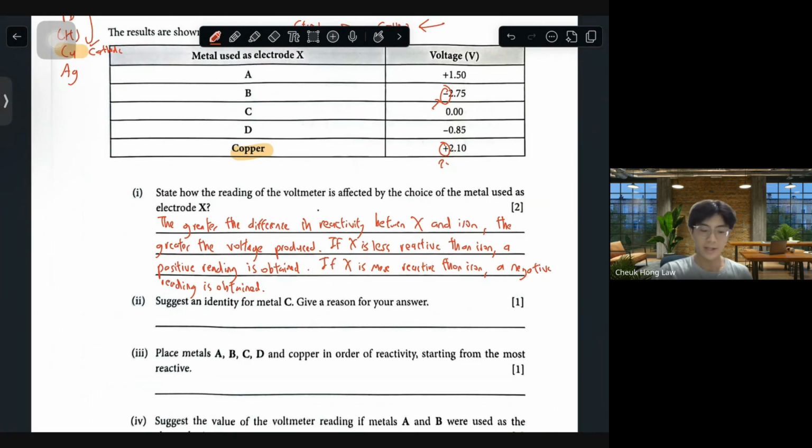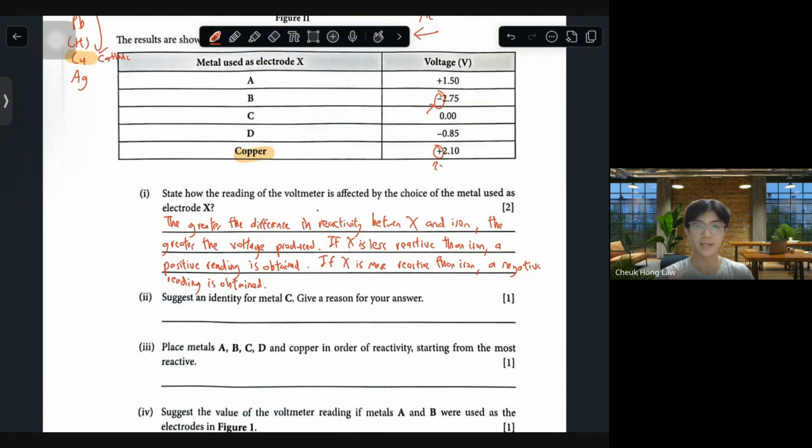Then suggest an identity for metal C. For now, you can just listen and try to understand. Then after the crash course, when I send the notes, you copy, so that we can save time.